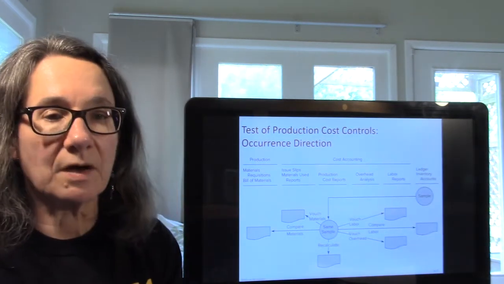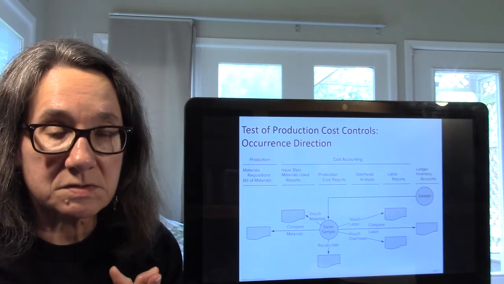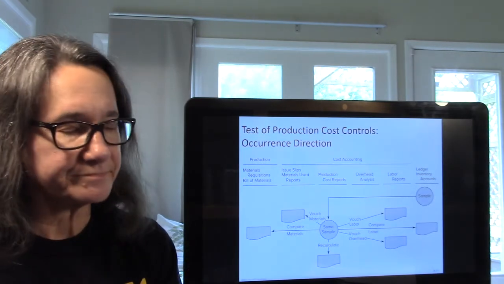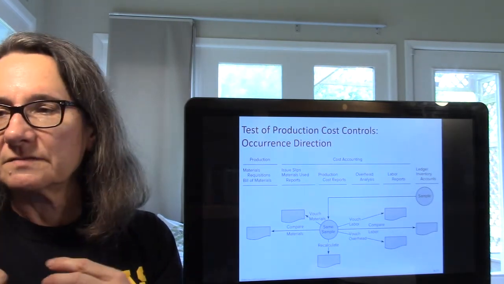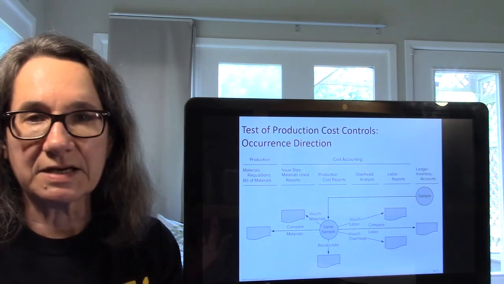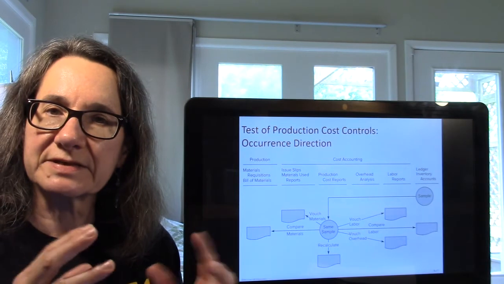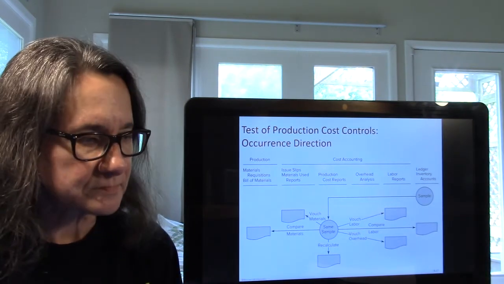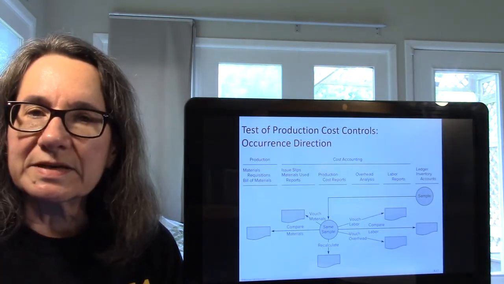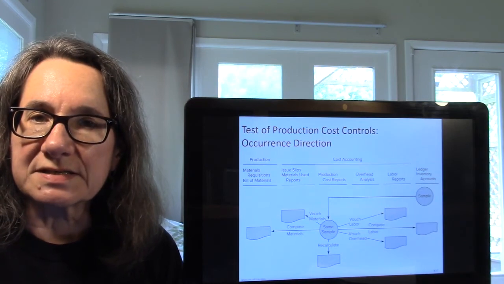So you test the controls through observation, vouching and tracing, and inspection. You're making sure that signatures are on things. You're not necessarily testing the numbers. The next video will be substantive tests. That's where you start testing numbers.